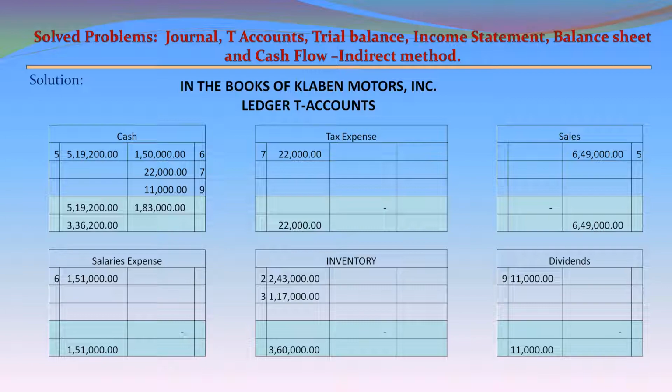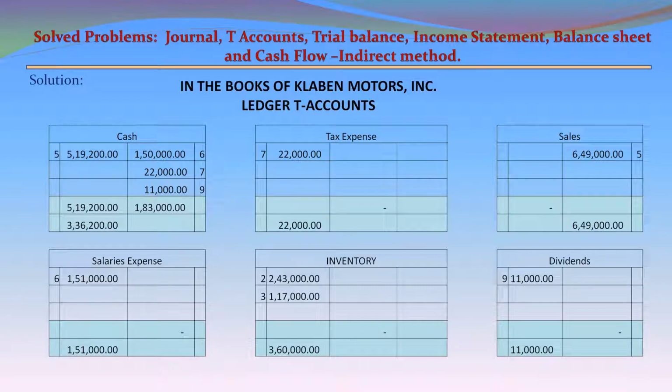Total 519,200 debit. Total credits 183,000 credit. Net cash balance comes to 336,200. Salaries expense 151,000 debit.